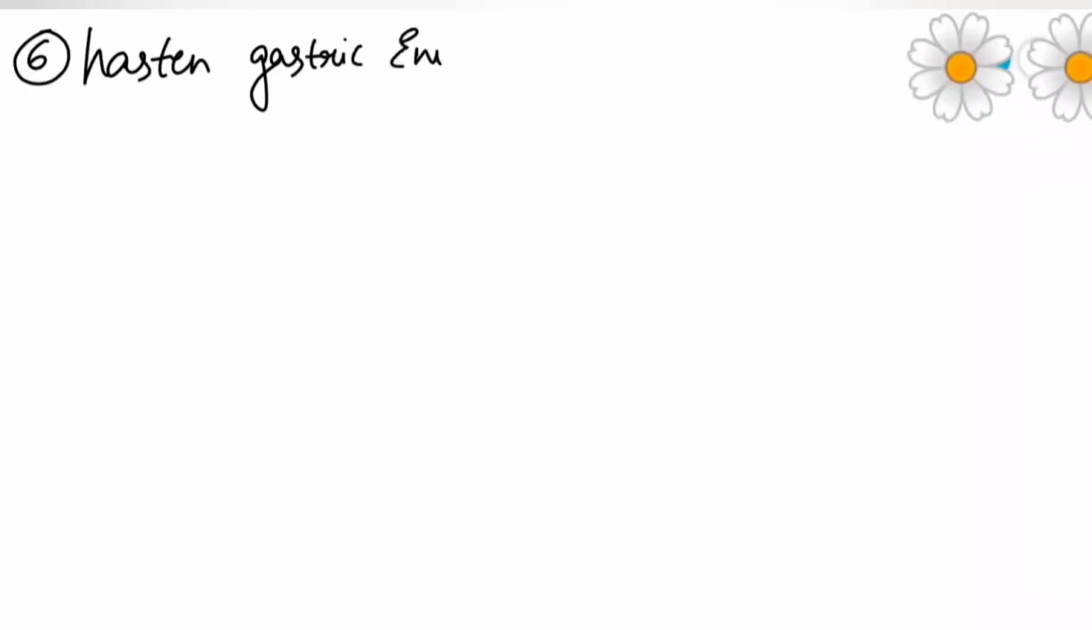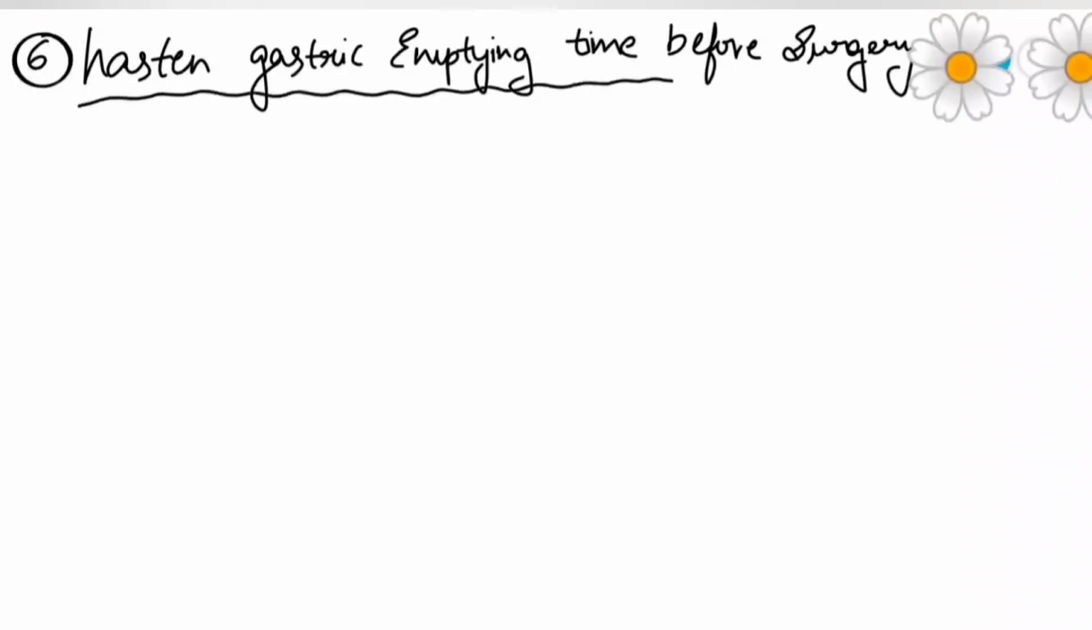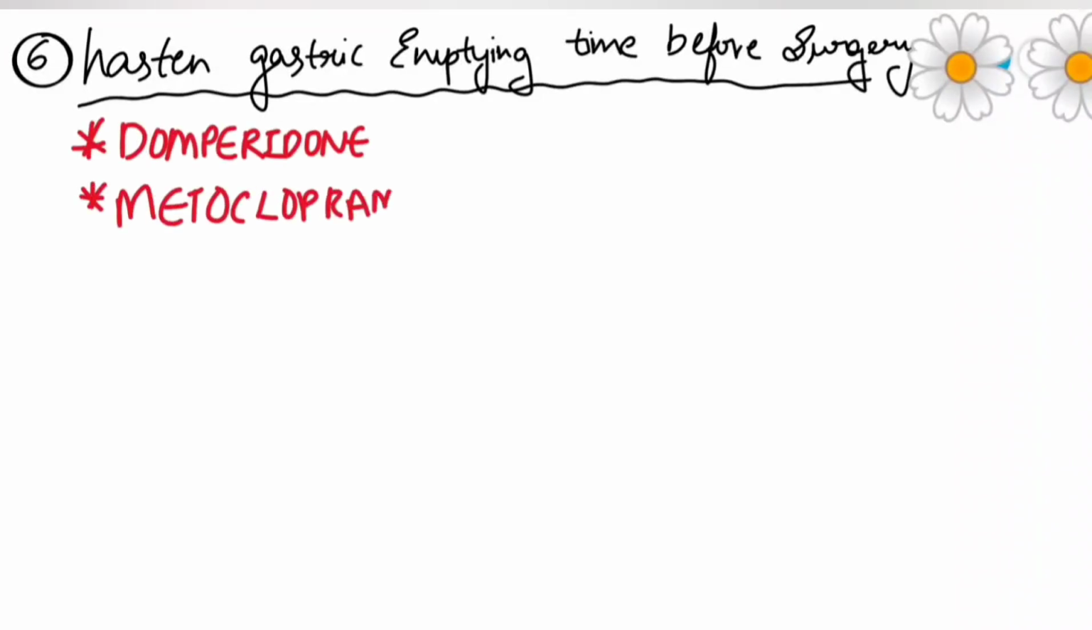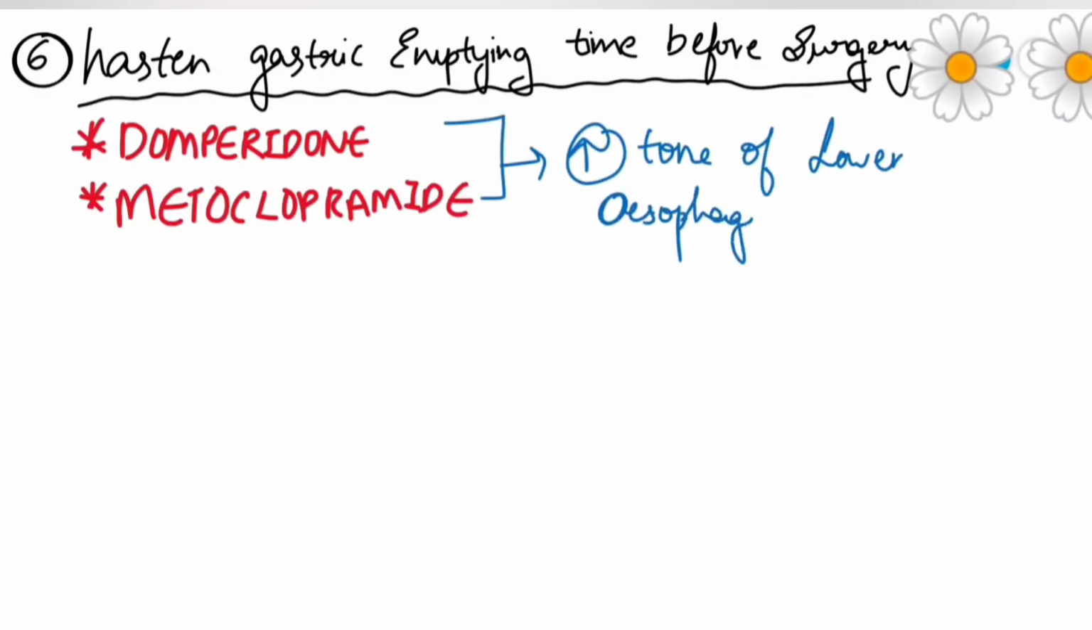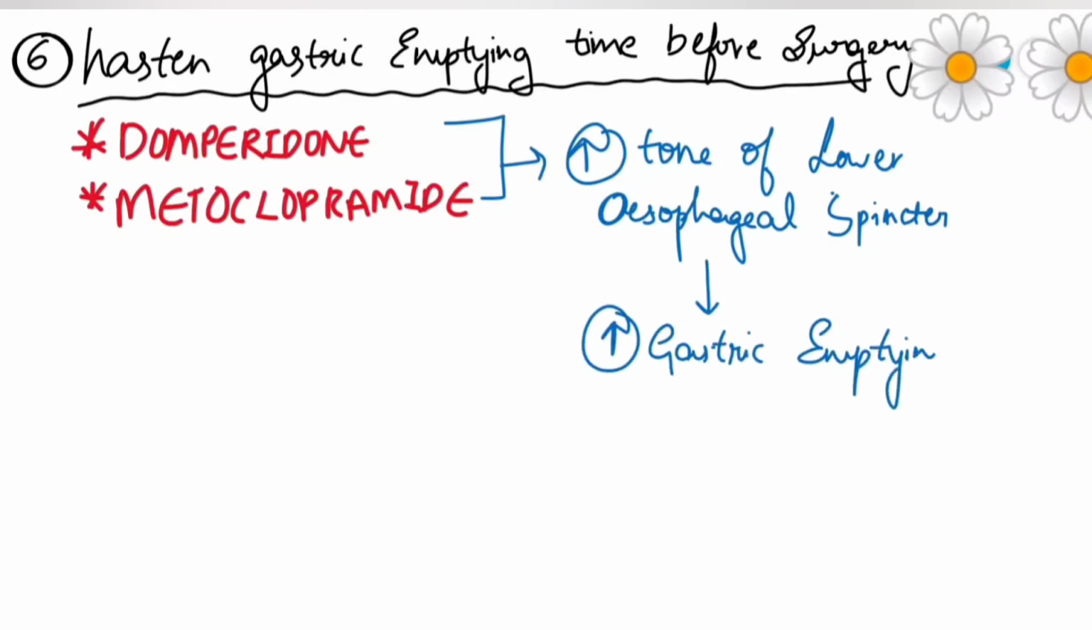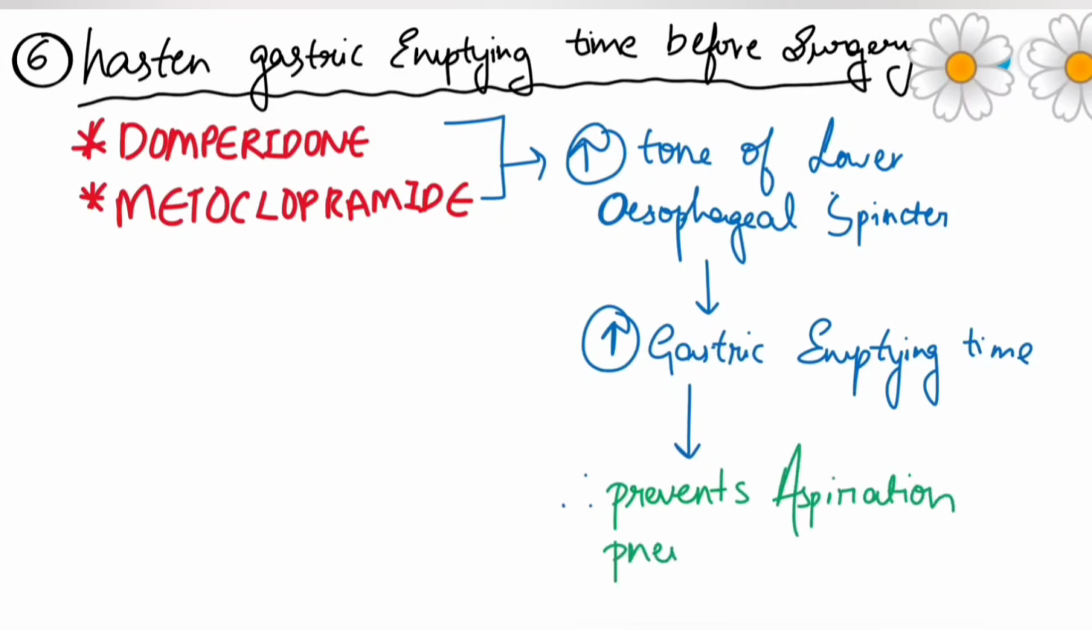The sixth and last effect is it mainly tries to hasten your gastric emptying time before emergency surgery. The best tablet is metoclopramide, and domperidone can also be used here. These are the prokinetic drugs which mainly try to increase the tone of the lower esophageal sphincter, and they try to accelerate the gastric emptying time, and thus it prevents aspiration pneumonia. So these are the six important points.